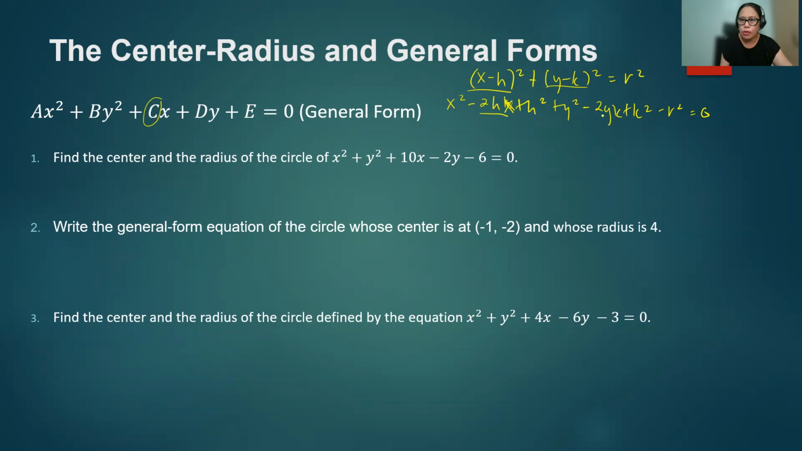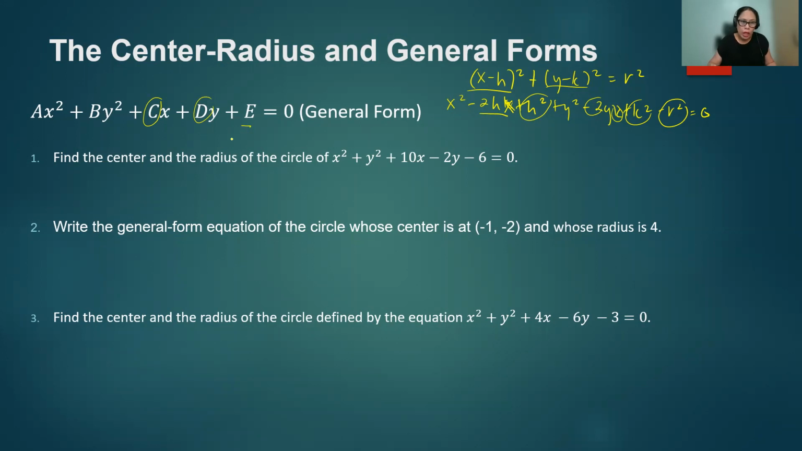So this is minus 2yk. So k and negative 2 are actually the coefficients of y, which is our d. And as we combine h squared, k squared, and negative r squared, they can be combined since they are constant terms, and they are represented by e. So that's how we obtain the general form from the center radius form.